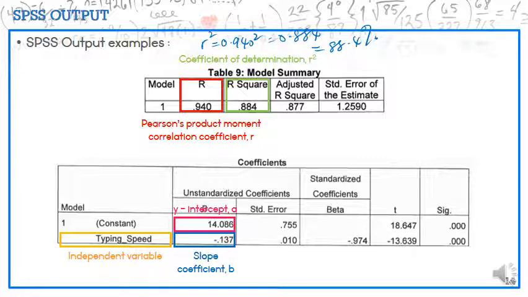From the second table, we can see that you can find your y-intercept A, the pink color. A is 14.086. Your slope coefficient is negative 0.137. And typing speed here is your independent variable. So in our syllabus, we are only looking at these 4-5 values. Okay.